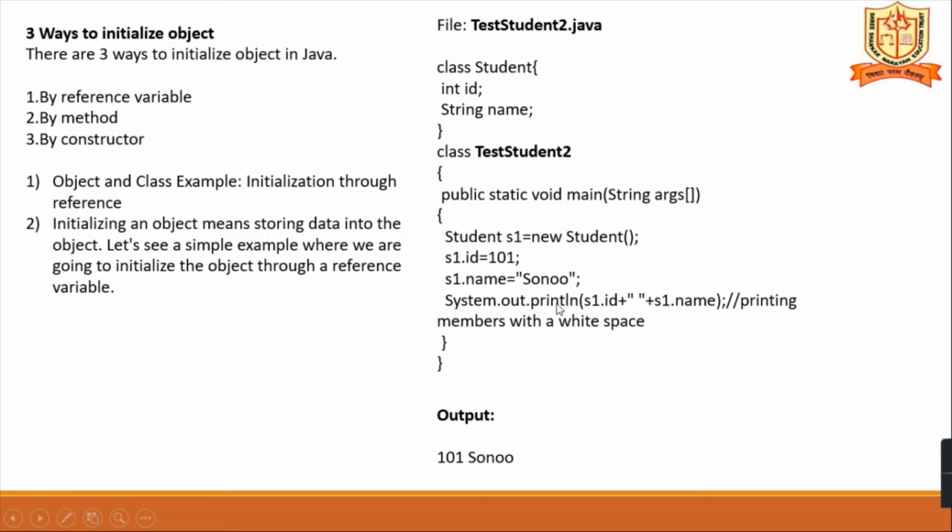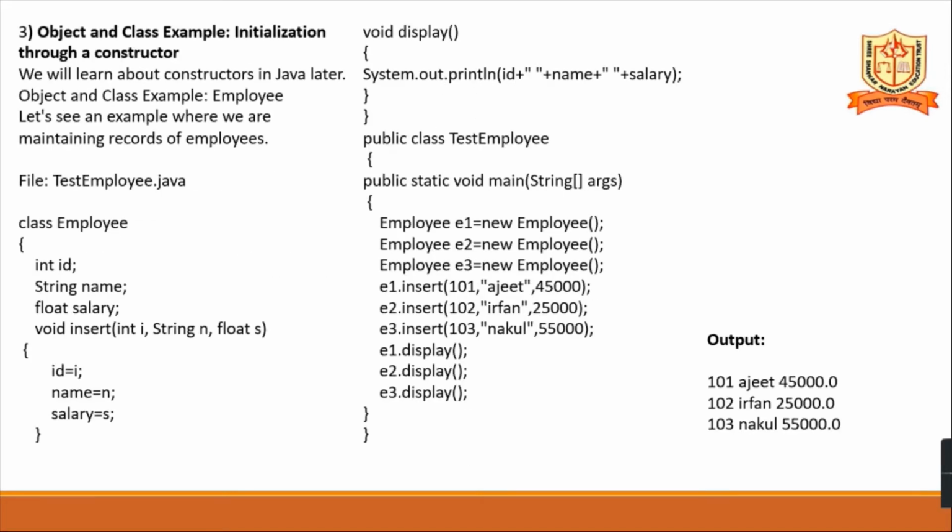So we are printing these variables. System.out.println s1.id, and since we have to give a space, we are printing double quotes, and the plus sign we use for concatenation. Concatenation means joining. We are using this plus sign, and then s1.name. So we are printing the members with a white space, that's why we are giving the space here. This is the output. I will show it in the example.